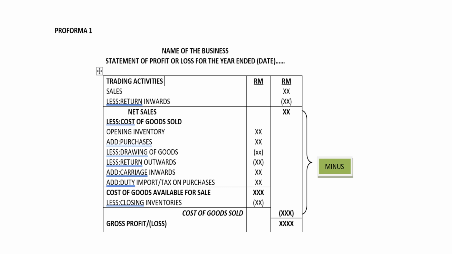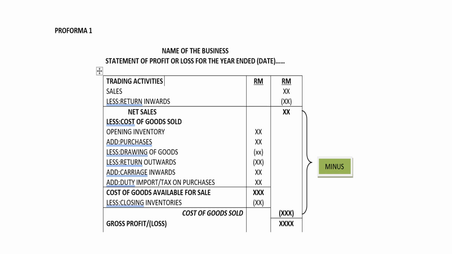Okay, this is the pro forma for a statement of profit or loss. First you write the name of the business, for example, ABC Enterprise, Sejahtera Enterprise, and then followed by the title, statement of profit or loss for the year ended, and then write the relevant date. Normally the end of your accounting period, for example, 30th November 2022, or maybe 30th June 2022. And then the first item, you will record trading activities if your business is involved with trading.